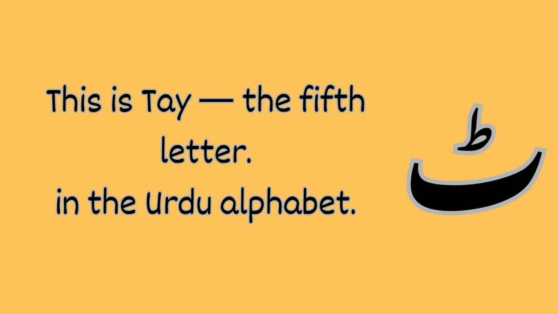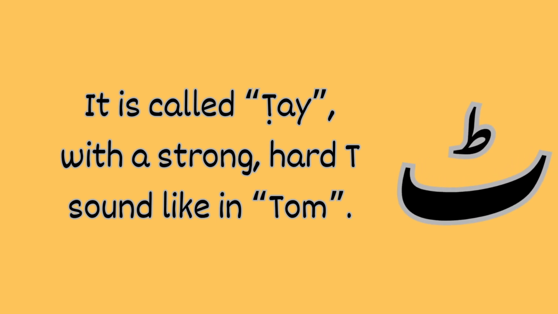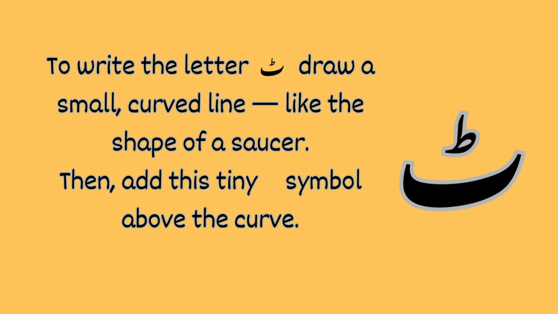This is Ttay, the fifth letter in the Urdu alphabet. It is called Ttay with a strong, hard T sound like in Tom. To write the letter Ttay, draw a small curved line like the shape of a saucer. Then add this tiny symbol above the curve.